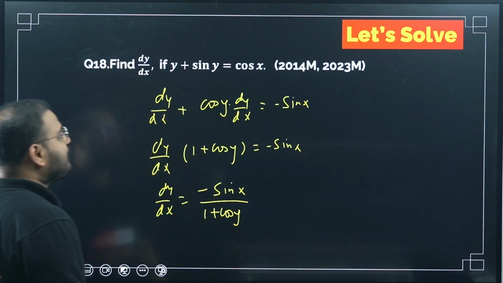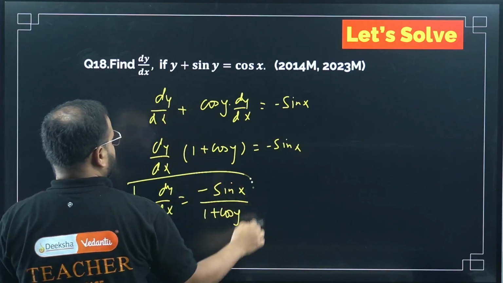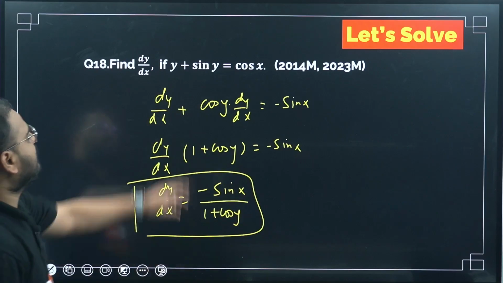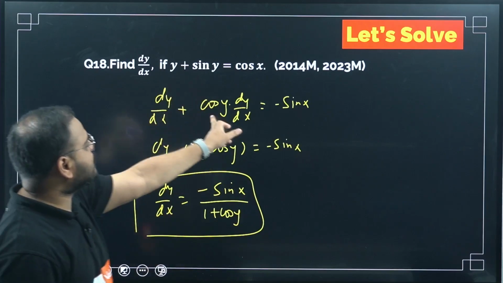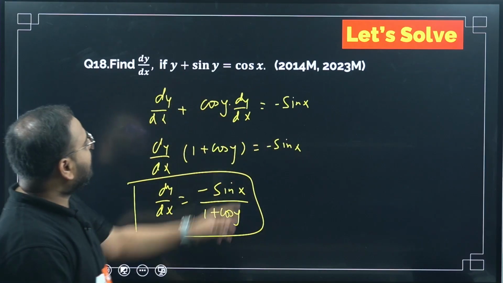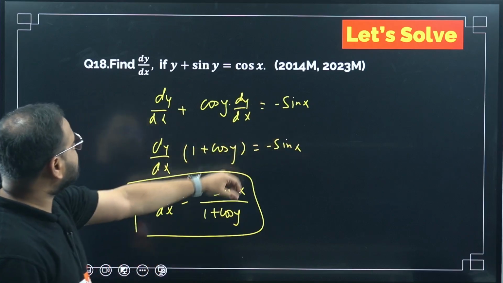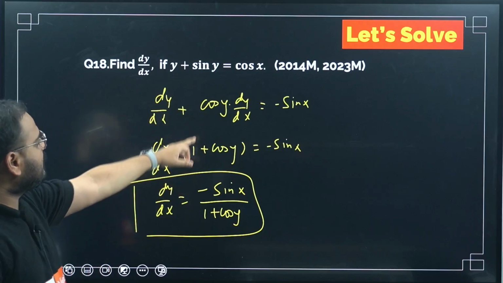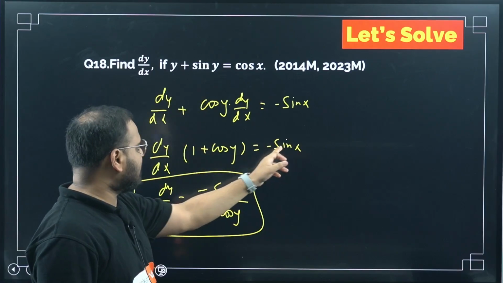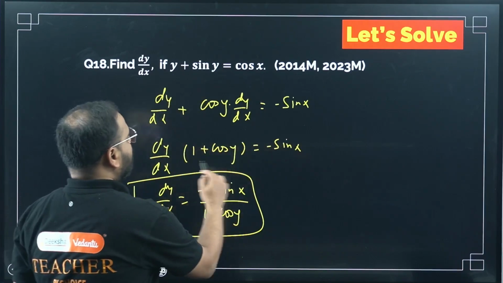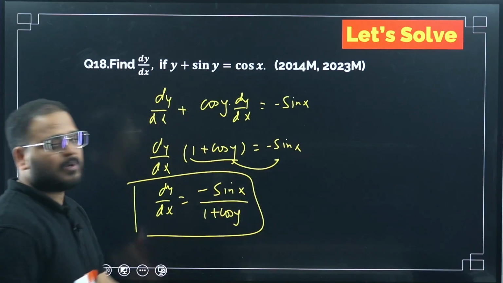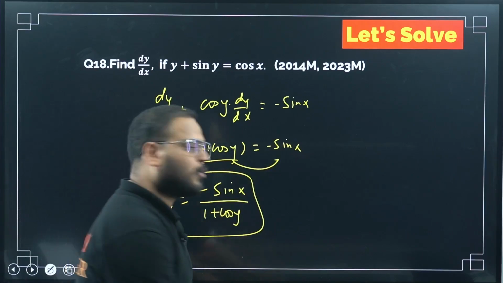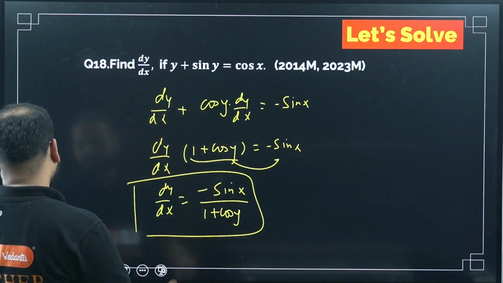Did I go very fast? This is the final answer. Please check. Derivative of y is dy by dx. Sin y gives cos y dy by dx. This is what? Minus sin x. dy by dx is multiplied by 1 plus cos y; I have taken dy by dx common here. What is left here? 1. Over here cos y is left. Minus sin x is as it is. I bring this whole bracket over here. So minus sin x upon 1 plus cos y. Okay, this is my final answer.